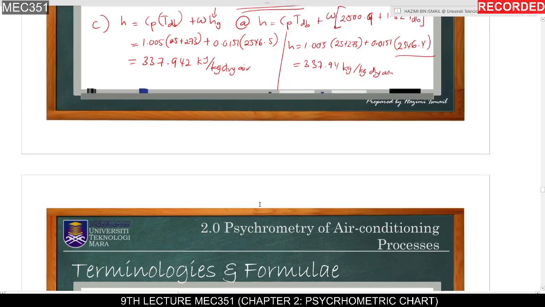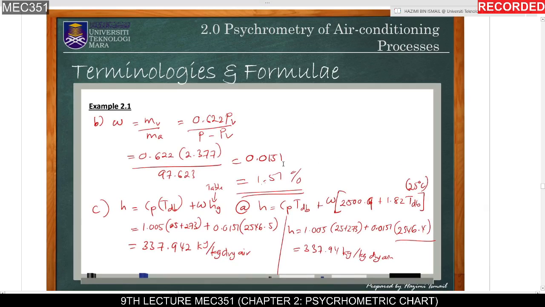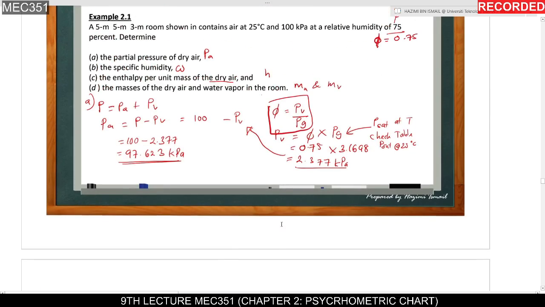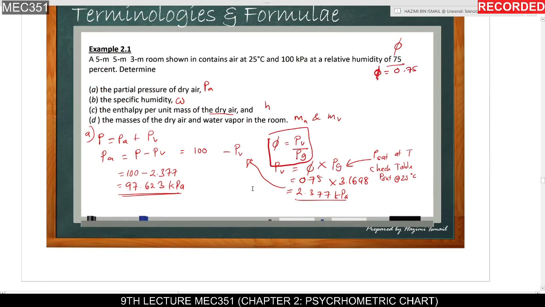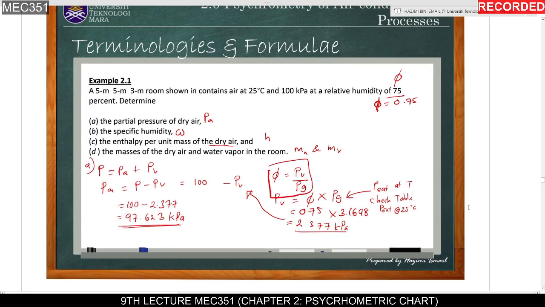Terminologies and formula, and the example that I already showed you about how to calculate the problem and how to solve the analysis. So that's how we use the formula to find the properties in the air, as an example the partial pressure of dry air, specific humidity, enthalpy, and the masses of dry air and water vapor in the room. This is example 2.1 that I showed you in our last class.